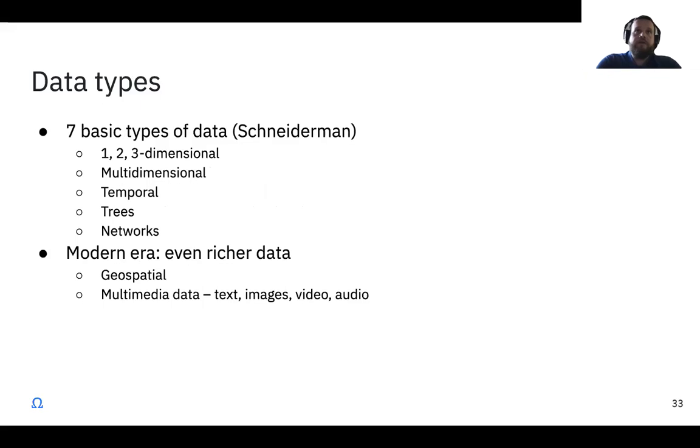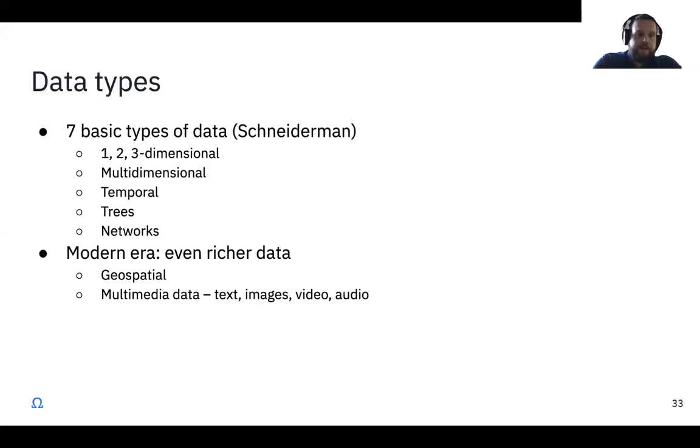If we look at data from the point of view of data types, the correct answer is basically everything. All kinds of data are up for grabs for visualization, and if you manage to visualize a data type that has not been visualized before, then it's an easy paper for you, or it's an easy way to make your mark on the field if you do it right.